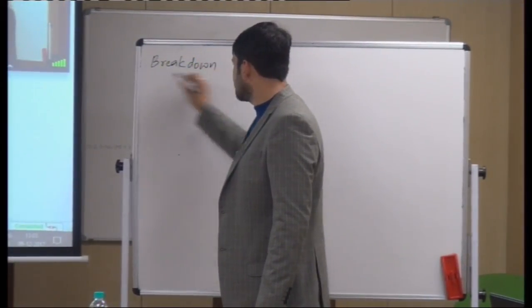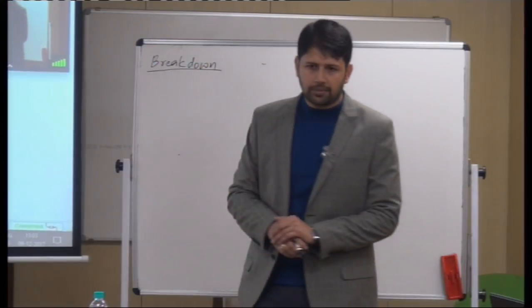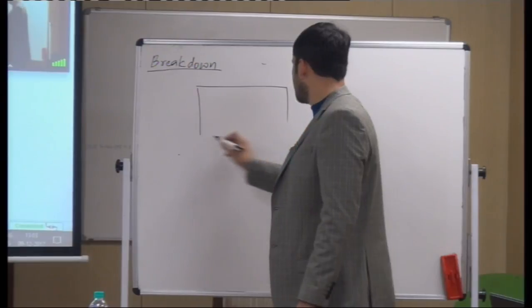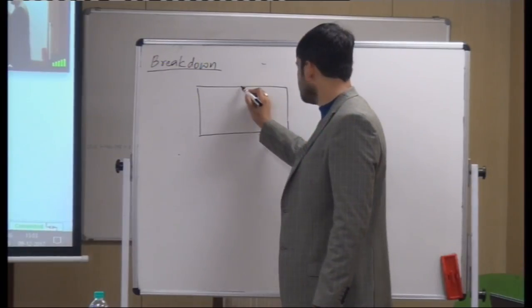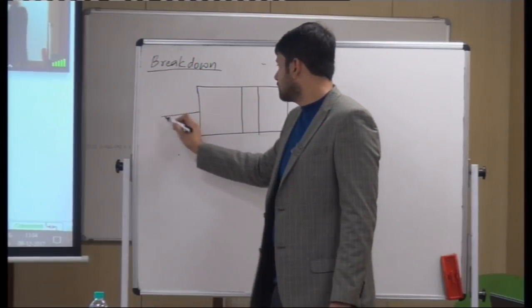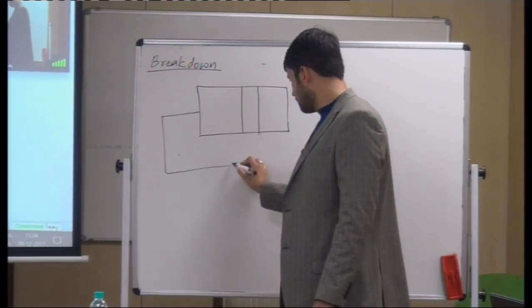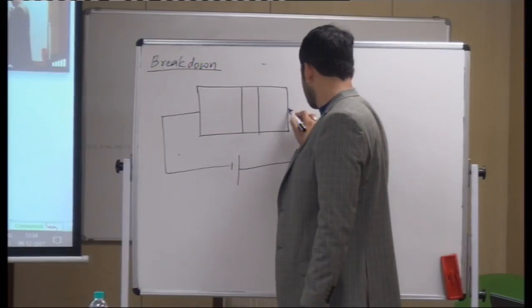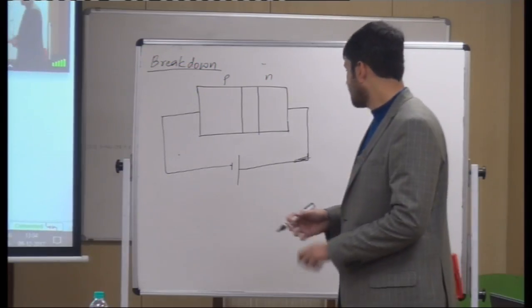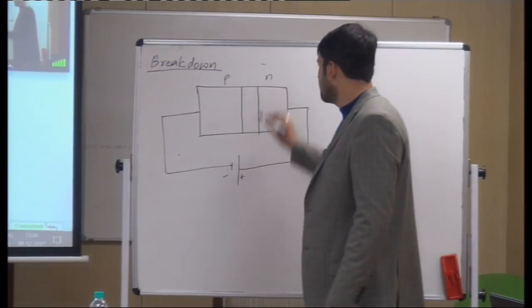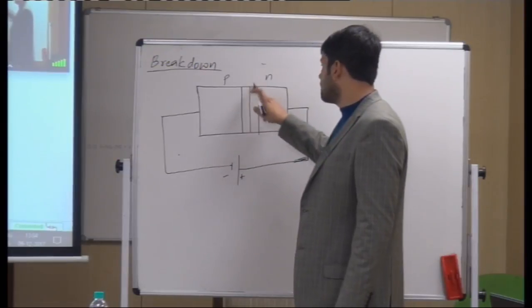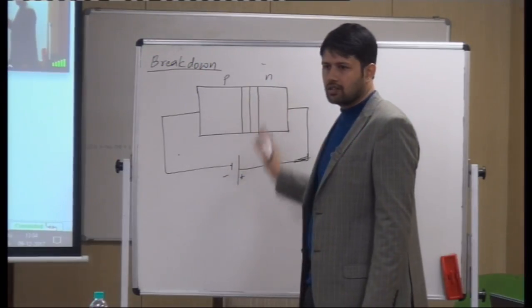So let's discuss breakdown. Let's discuss the two types, right? So this is our diode. Negative, while the N side is positive. This is the junction, and this is the depletion layer.